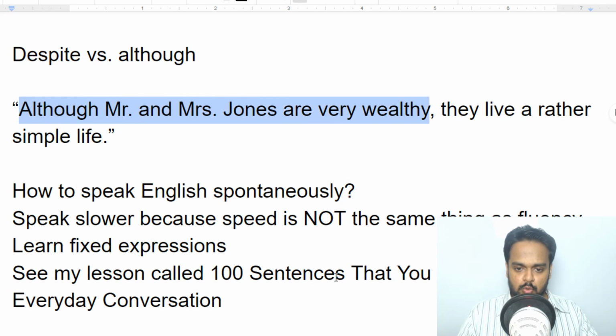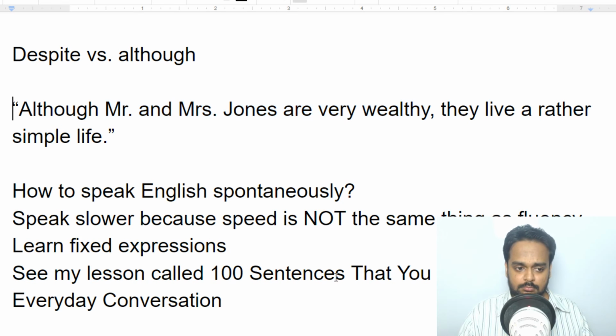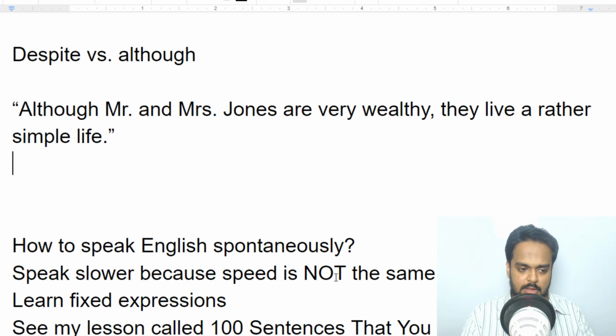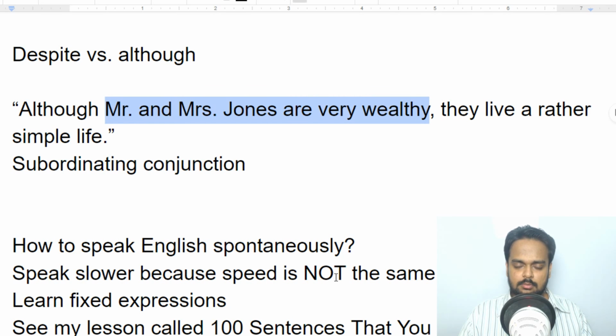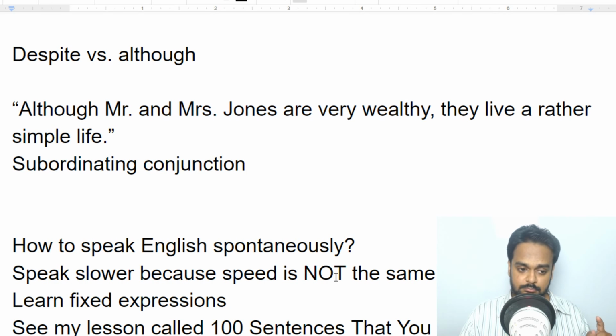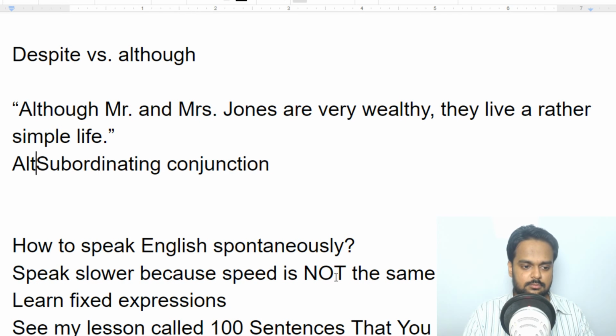The word although here, notice, comes before this entire clause. Mr. and Mrs. Jones are very wealthy. That's a complete sentence. So this word is actually called a subordinating conjunction. This subordinating conjunction comes as part of this clause, and it is followed by what appears to be a complete sentence. But we can rewrite the sentence using despite. Okay, let me just say that this is although.